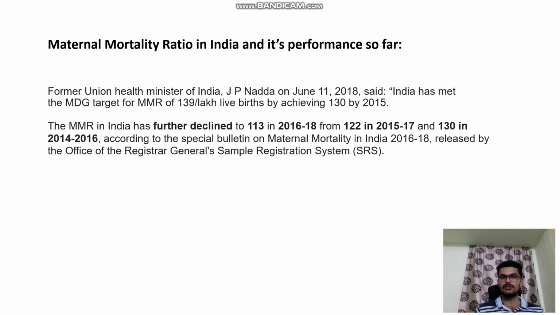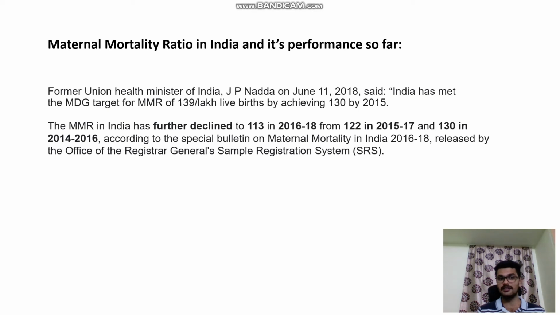So far we've discussed the maternal mortality rate globally, and now the maternal mortality rate in India and its performance so far. In the year 2018, the former Union Health Minister of India, J.P. Nadda, mentioned that India had met the MDG target for the maternal mortality ratio of 139 per lakh live births by achieving 130 by 2015. We had not just achieved 139 per 100,000, we had gone down by another 9 to 130 by the year 2015, which was the set target time for the Millennium Development Goals.